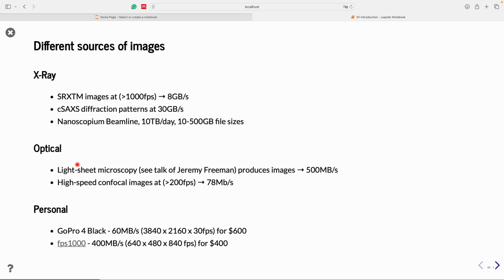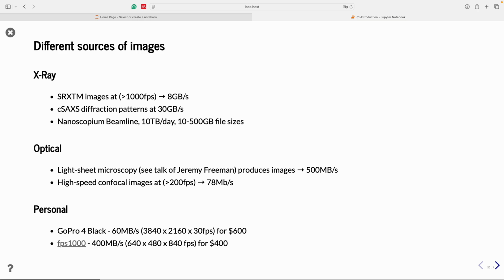You can go on to microscopy, and then the image rates or data rates are not that high. But you can even go down to the personal equipment. So you have, for example, the GoPro camera. This is also old data, but it would, in principle, be able to produce something like 60 megabytes per second. And it's not very expensive.